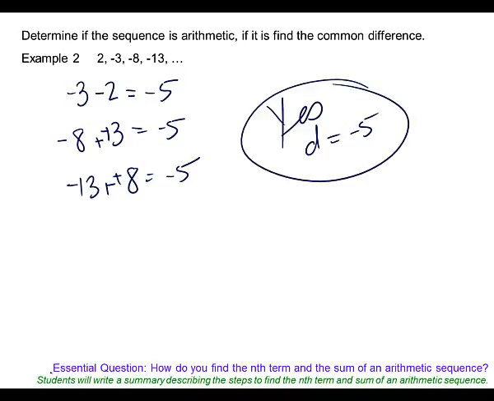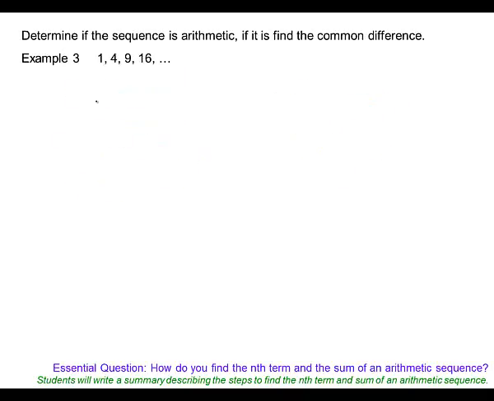All right, let's look at the next one. So on this one here, what numbers am I going to subtract first? 4 minus 1, which is 3. Okay. And then I'm going to try the difference again. I know I didn't do d equals last time. 9 minus 4, which is? 5. Does this one work? No.